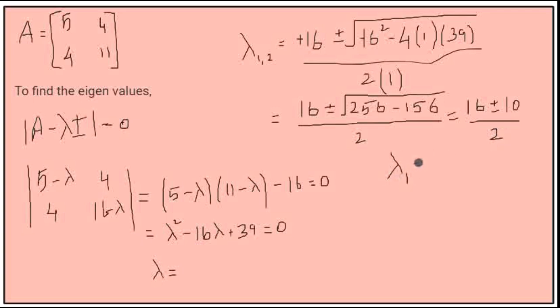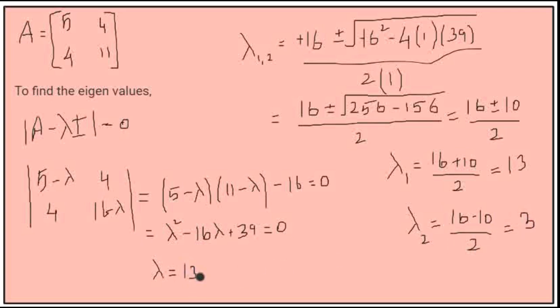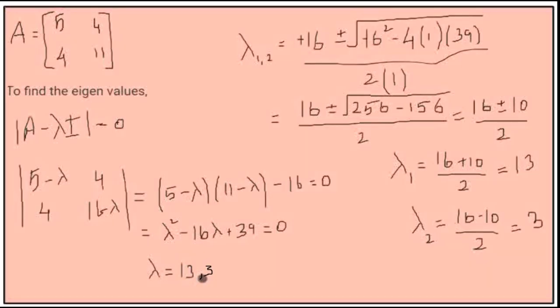To find the first eigenvalue, we use the combination 16 plus 10 divided by 2, which is 26 by 2, 13. And then to find the second eigenvalue, we use the second combination, which is 16 minus 10 divided by 2, and that is equal to 3. So we have two eigenvalues, that is 13 and 3.